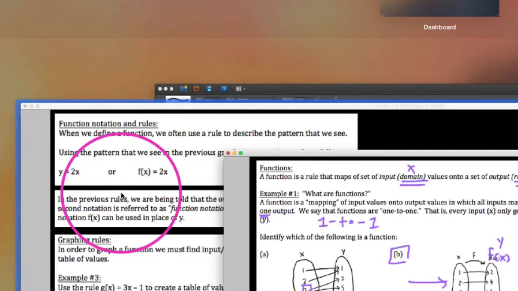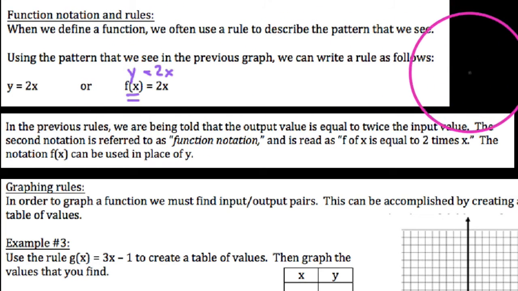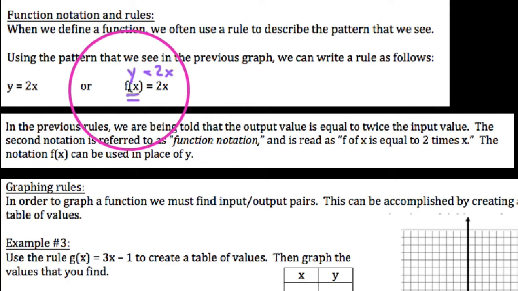So writing our rules, we often write them as y as a function of x. And you'll notice that I say y equals 2x, or in this case, we're going to read this as f of x equals 2x. And I want you to know that these are the same things. f of x is the same thing as y. We could also use g of x, h of x. It doesn't matter what variable we use, but we're saying that y depends upon what x is in the first place, or it is a function of x.